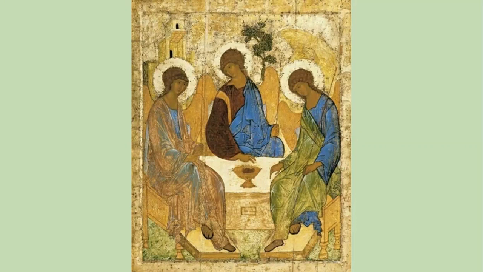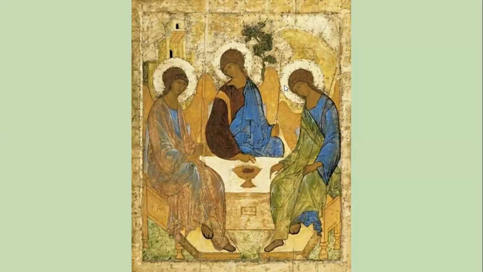And you can see there, if I use my pointer, this little bit here, this tree, this represents the oak at Mamre, which is where apparently the angels came to Abraham. This is supposed to be Abraham's house in the background. I think it's a bit more of a 15th century house rather than the sort of thing that Abraham would have lived in, but hey, artistic license. And if I can find my mouse again, there we go.